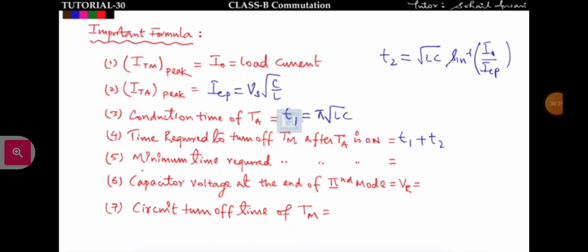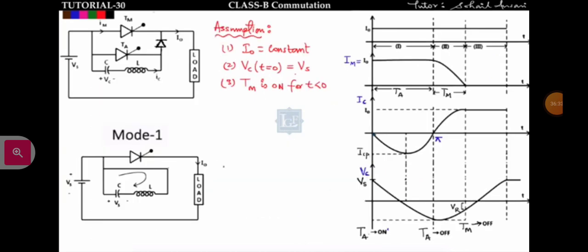Now the fifth point is the minimum time required to turn off TM after TA is on. So what will be the minimum time required to turn off the main thyristor after TA is on? See, TA is on at T is equal to 0, and this is the minimum time required after TA is on. This is the minimum time, that is equal to T1 only.